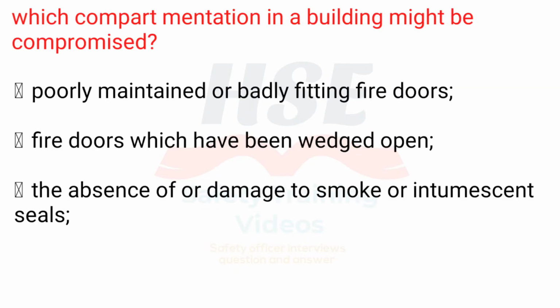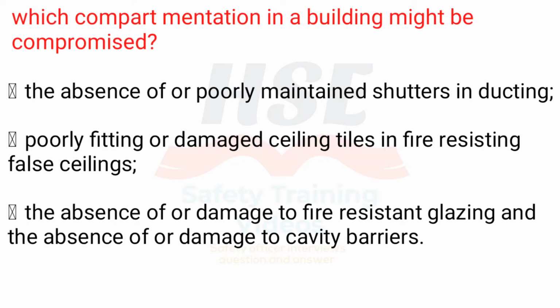How compartmentation in a building might be compromised. Poorly maintained or badly fitting fire doors. Fire doors which have been wedged open. The absence of or damage to smoke or intumescent seals. The absence of or poorly maintained shutters in ducting. Poorly fitting or damaged ceiling tiles in fire-resistant false ceilings. The absence of or damage to fire-resistant glazing and the absence of or damage to cavity barriers.